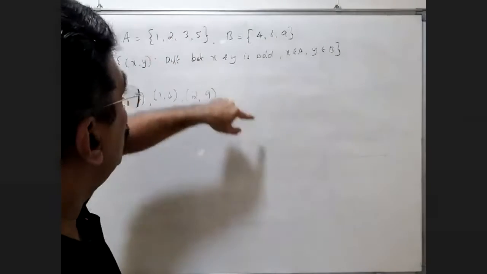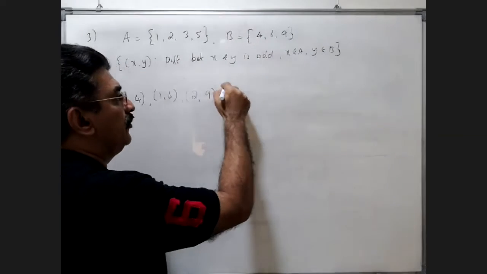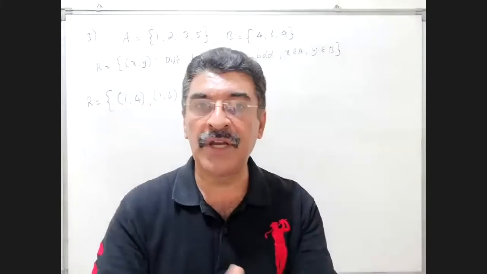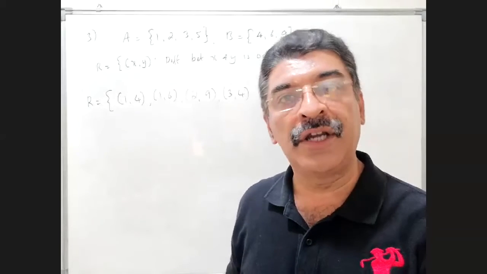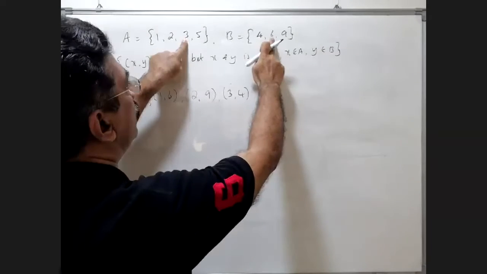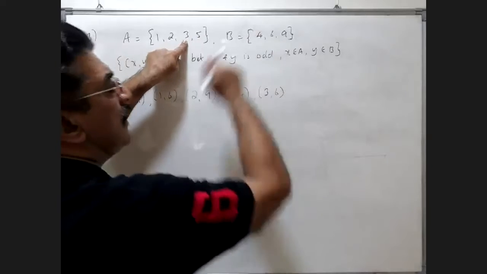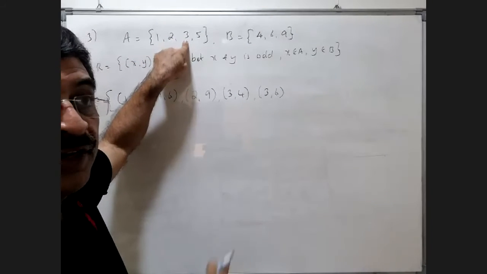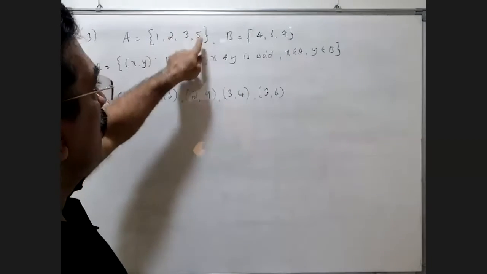Now we need to check all those pairs starting with 3. 3, 4. Yes, the difference is 1. Similarly, you have to proceed. It's very easy. Just take those pairs and think whether each satisfies our given condition. If it satisfies our given condition, write it. Otherwise, don't include it. So 3, 4, difference is 1. Then 3, 6, yes, again an odd number. 3, 9. Difference between 3 and 9 is 9 minus 3, 6. No, 6 is not an odd number. We will not take it.